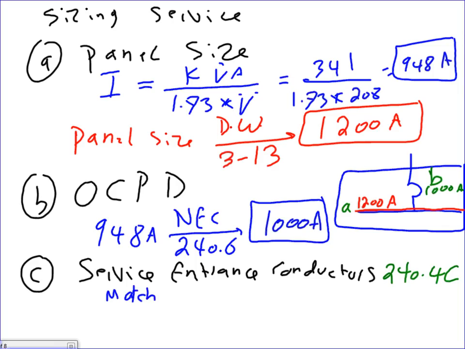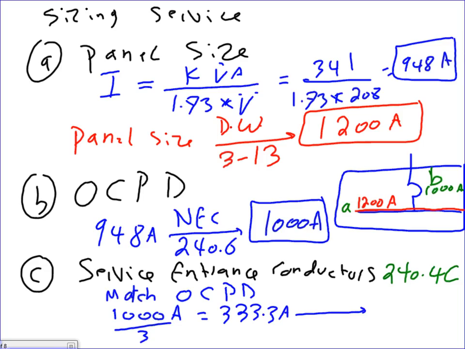So in this case, based on 240.4(C), I'm going to say here, match the overcurrent protection device. What does that mean? It means I have 1,000 amp, and I want to size a conductor for this. I can't size one conductor, so I'm going to run multiple. How many runs do you guys want? Should we do 3 runs, 2 runs, 4 runs? Give me a number. 3 runs. Let's divide by 3. So that will give me what? 333.3 amps.